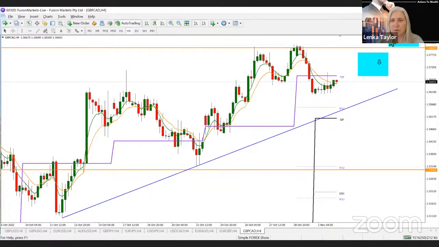All right, that is all the currency pairs I wanted to go through today. If you have any questions, please let me know in the chat box.